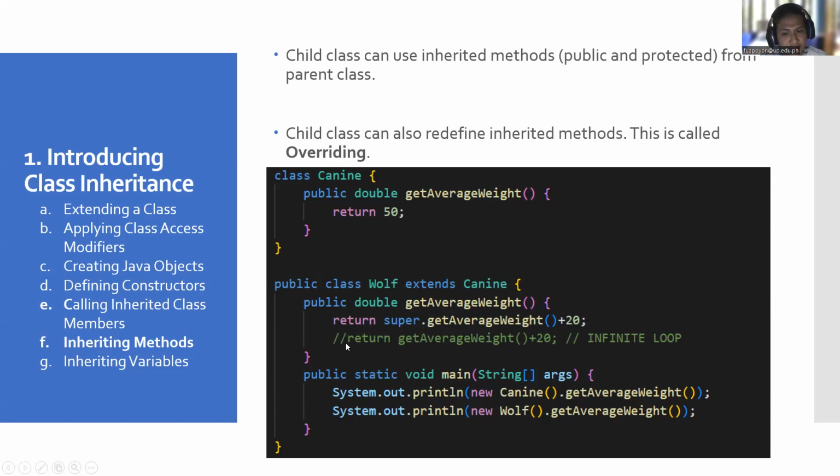Take note here that if you return getAverageWeight alone, this refers to the getAverageWeight method of the child, so this would actually be an infinite recursion. But since we are calling super.getAverageWeight, this is calling another function, which is getAverageWeight from your superclass or parent class. So if we print that, okay, I'll share my screen again.